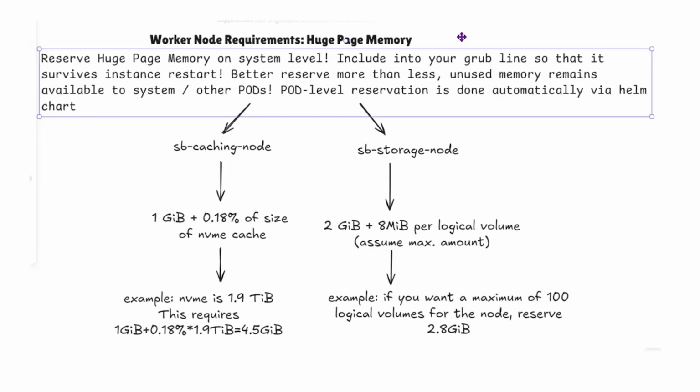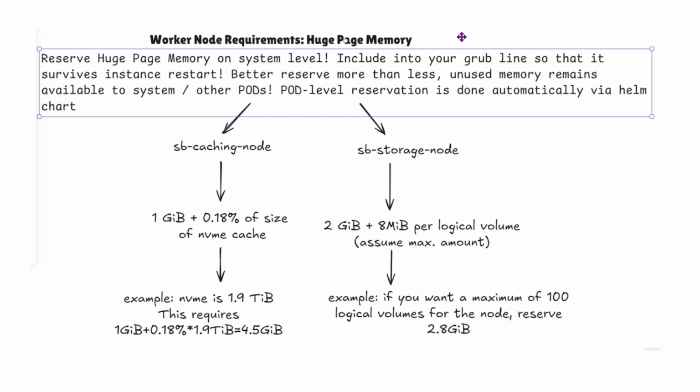Also, it is necessary to reserve a certain amount of huge page memory before the storage node or caching node pods can be started. It is usually not a problem to reserve more than the required amount of huge page memory, as the part not required will remain available as system memory to other pods and processes.